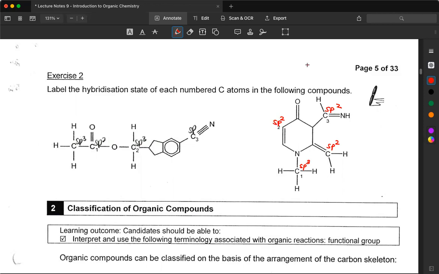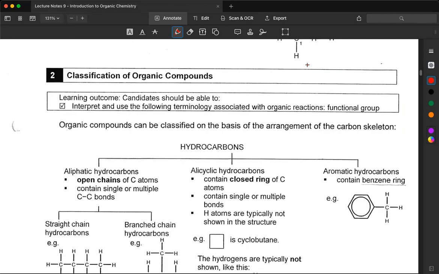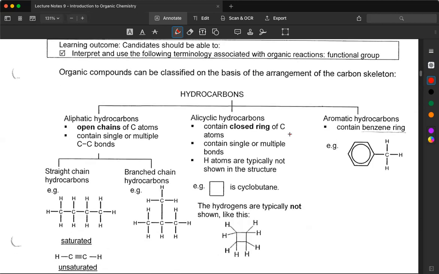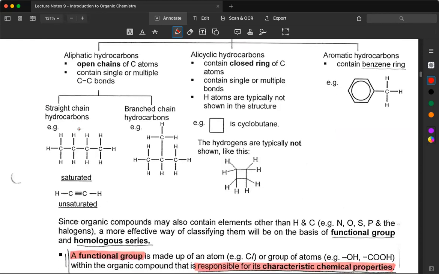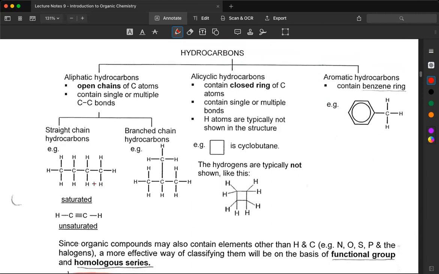Okay. Now, how organic compounds are classified? Based on the arrangement of carbon skeletal. So they can be aliphatic hydrocarbons, alicyclic, or aromatic. For aliphatic hydrocarbons, they are open chains of carbon atoms containing single or multiple CC bonds. So they can be straight chain or branch chain. They can be saturated or unsaturated. For alicyclic, they contain rings that are closed of carbon atoms. It can be either single or multiple bonds.